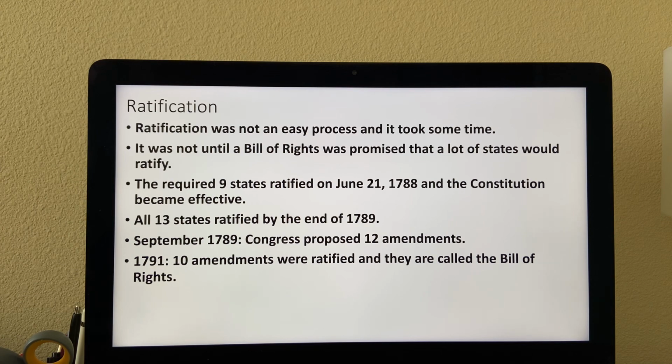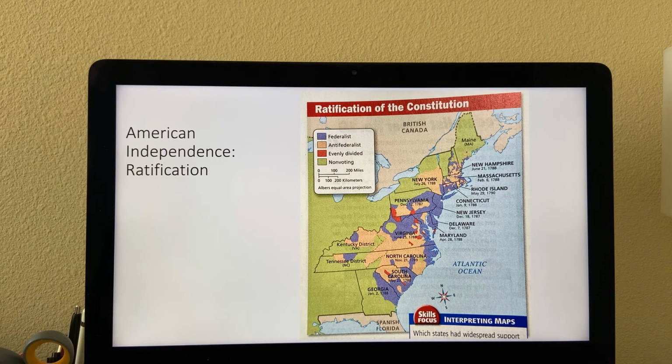So, let's take a look at this map real quick. So this is the map, and it shows you each date on here. I know it's hard for you to see, but in each state, like New York, for example, they ratified in July 1788. So it shows you the date of each state's ratification.